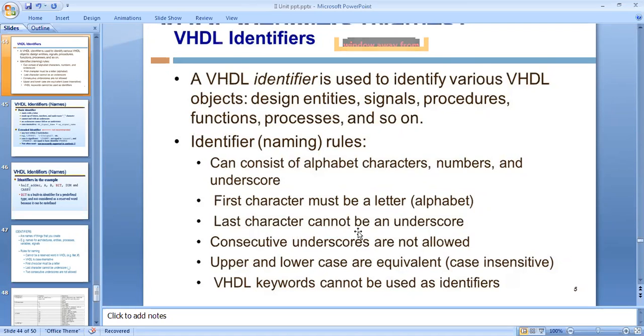The last character cannot be an underscore. In that word, the last character cannot be an underscore.